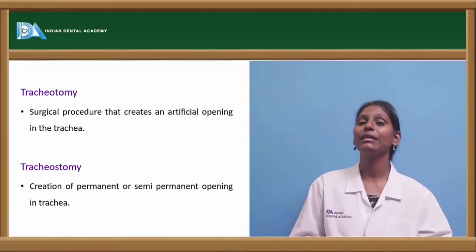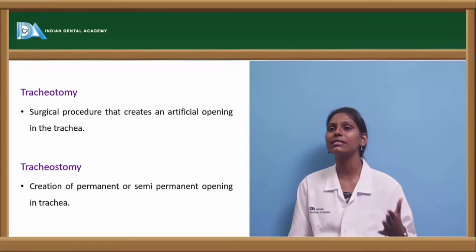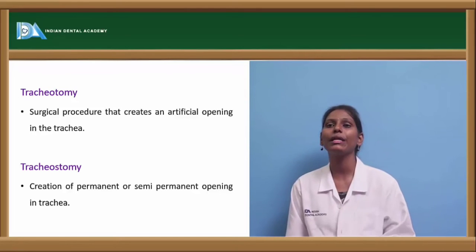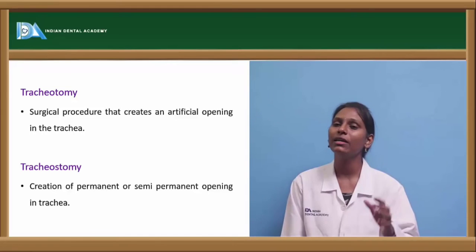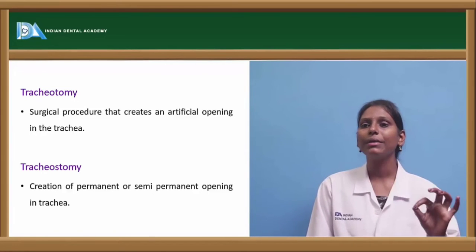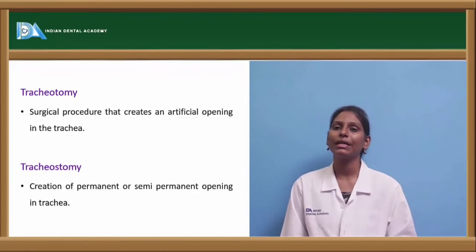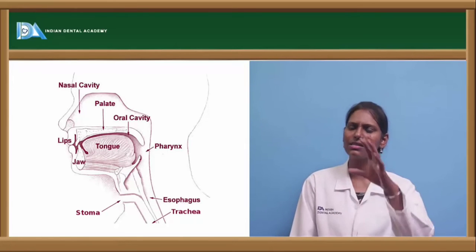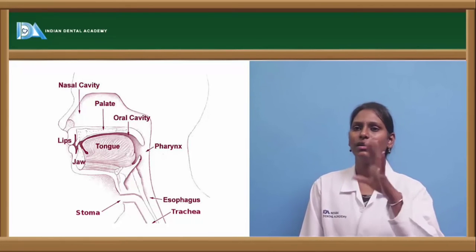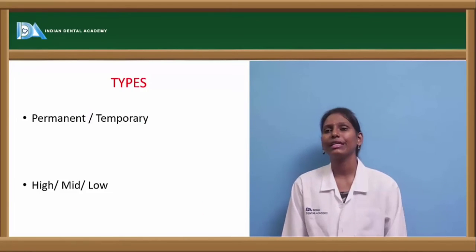Tracheostomy, again we have two types. One is tracheotomy, the other tracheostomy. Tracheotomy will create an artificial opening in the trachea, whereas in tracheostomy, we are creating a permanent or semi-permanent opening in the trachea.